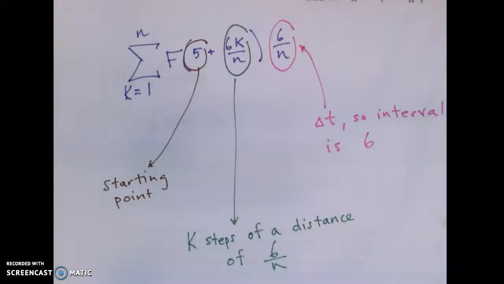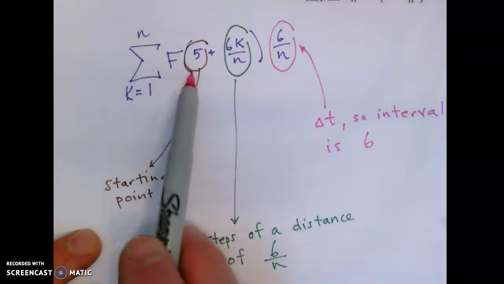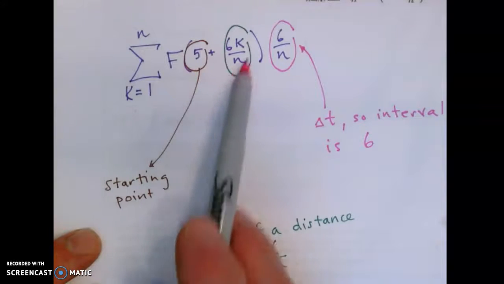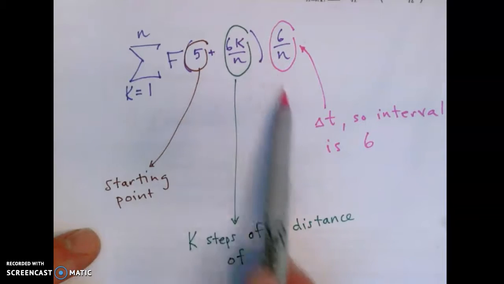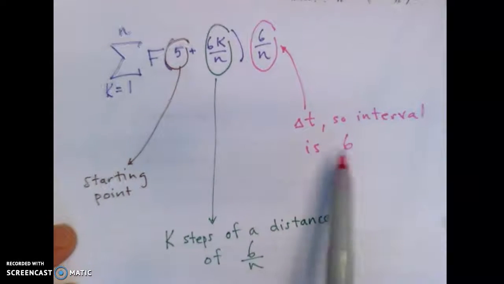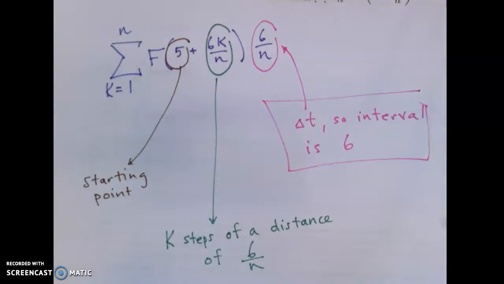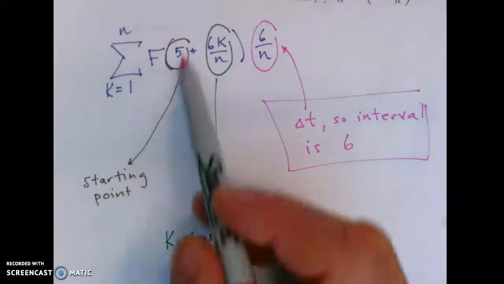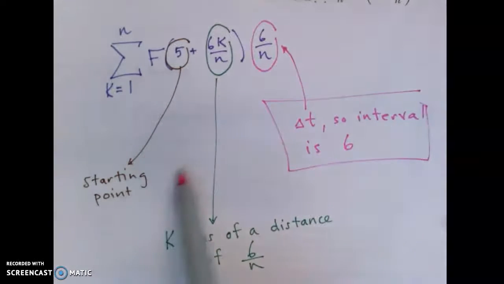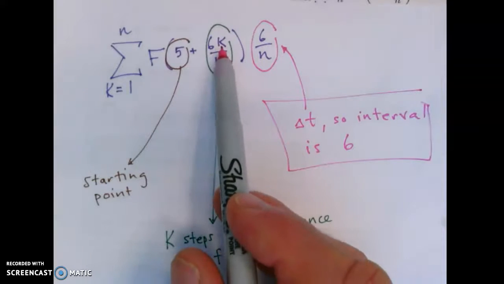Okay, so a quick example, similar to what we just did. I give you this summation. The function is f, and we have a 5 plus 6k over n, parentheses, 6 over n. So I want you to look right here to begin with, and there's our delta t, so our interval is 6. All right, that's the first thing we need to do, okay? Then secondarily, I want to look at my starting point. This is my x value, or in this case my t value I'm starting at. And these are my distance of my steps times the number of steps, times k.